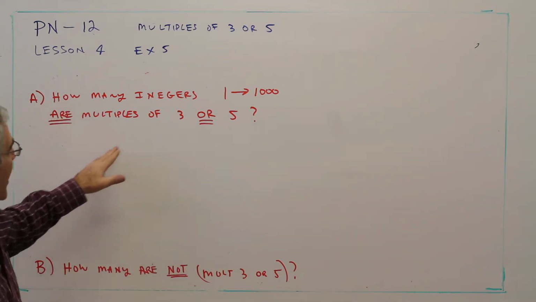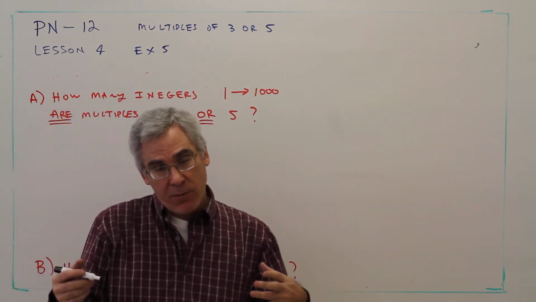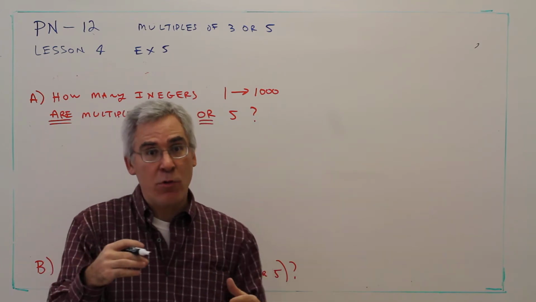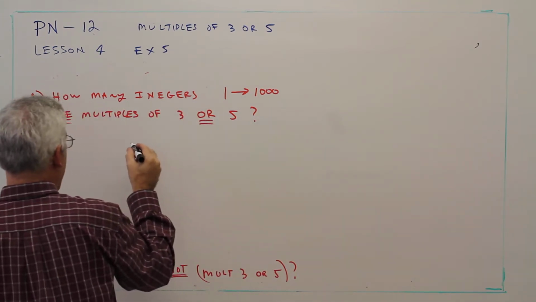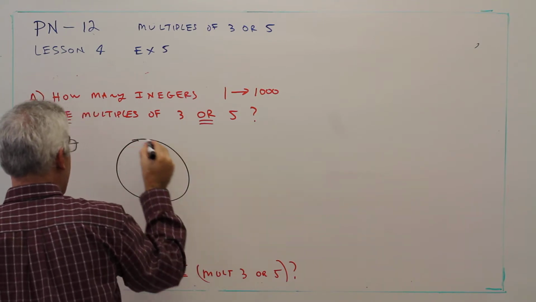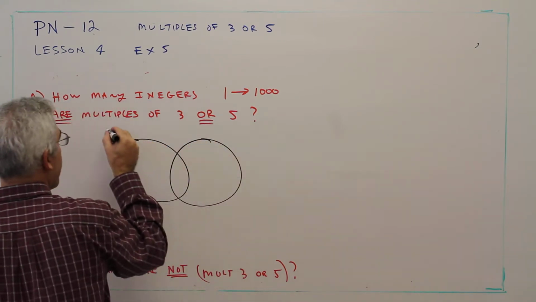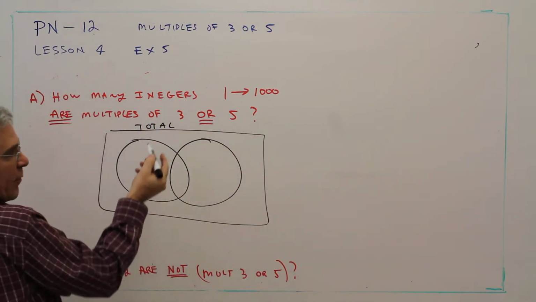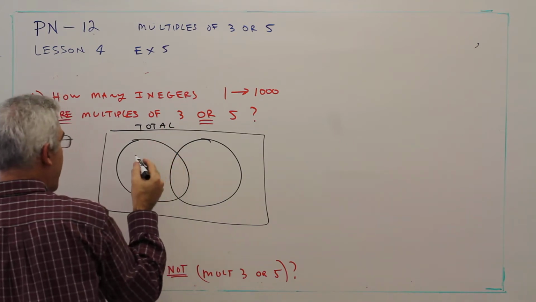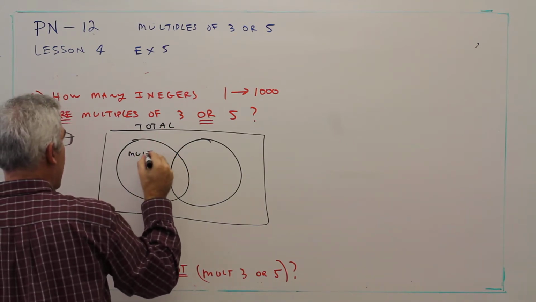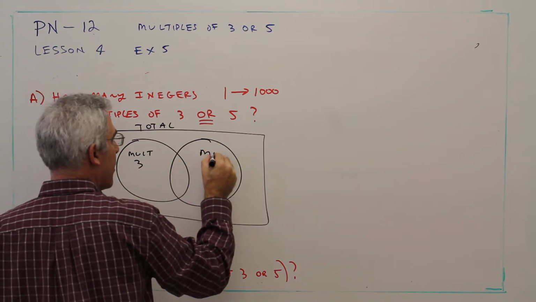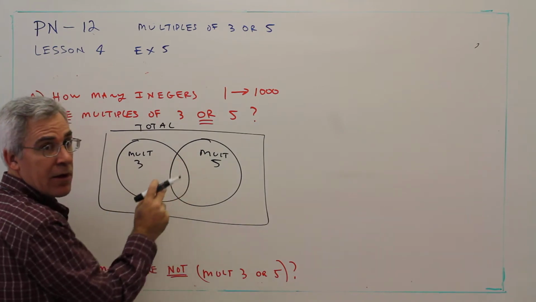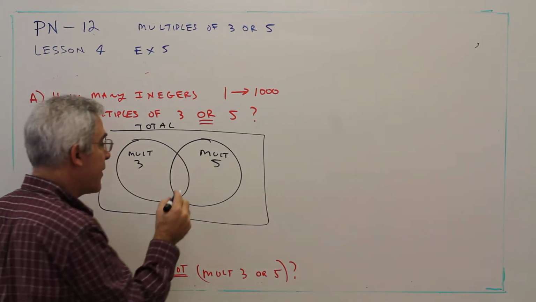Alright, so you've got to realize that multiples of 3 and multiples of 5 overlap. So what we've got to do is consider 2 overlapping sets. So I'm a visual person. I'm going to draw a diagram. This is my total universe, and within it I've got multiples of 3, multiples of 5, and where they overlap is actually going to be multiples of 15.